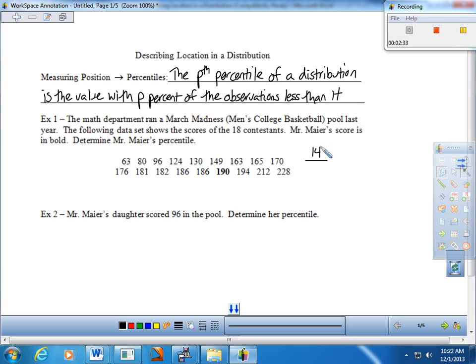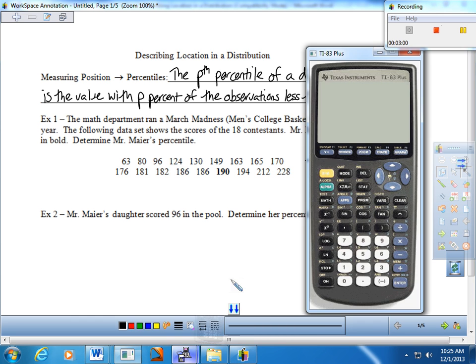So this is the number of contestants with scores less than 190. Then we take that and divide by the number of contestants total. In this case, there were 18, the total number of observations. So this is how many were below my score, and this is how many scores total. Let's go ahead and get that calculation, going from fraction to decimal to percent, not a big deal. So 14 over 18 is about 77.78%.